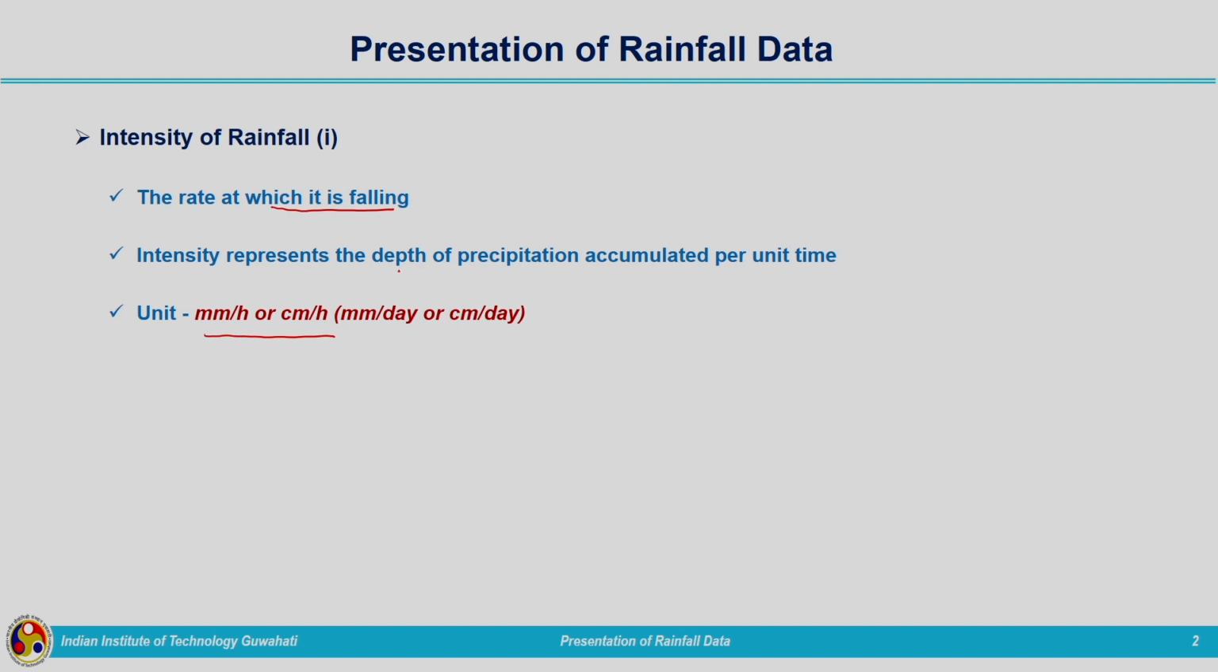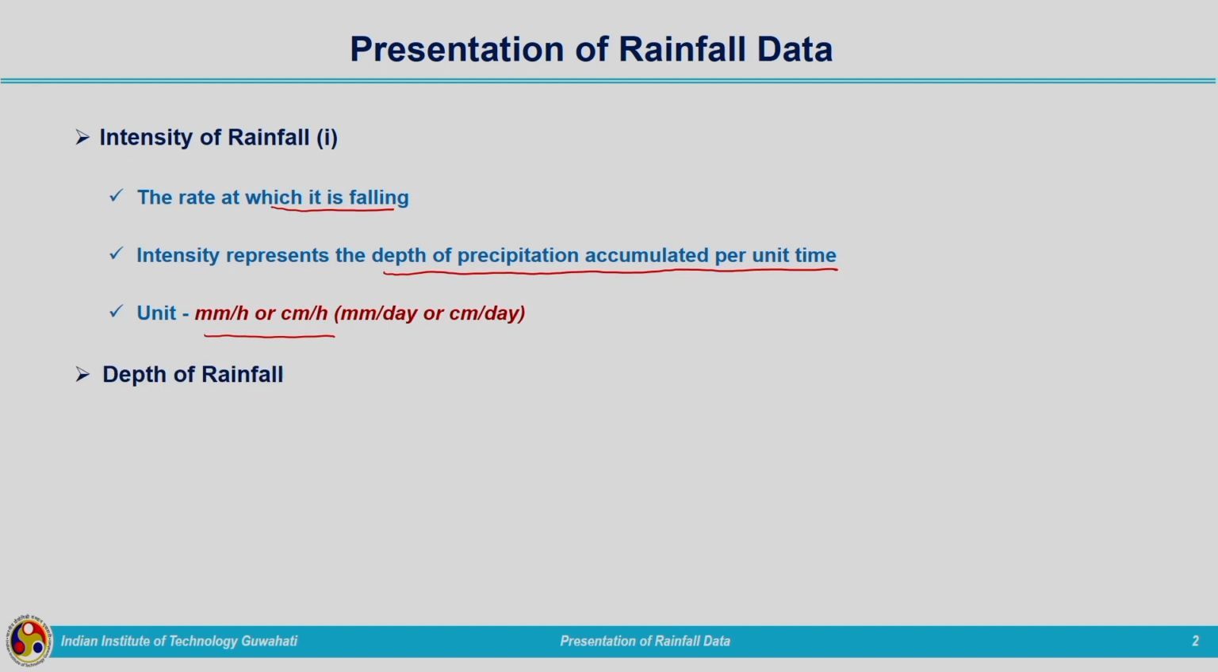So, the intensity represents the rate of precipitation accumulated per unit time. How much rainfall has occurred for a particular duration of time, that is what is termed the intensity of rainfall. Now, coming to depth of rainfall.